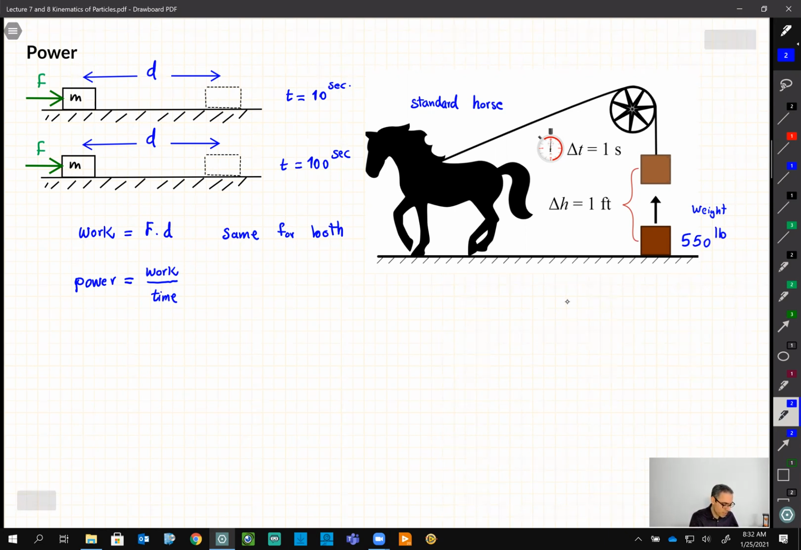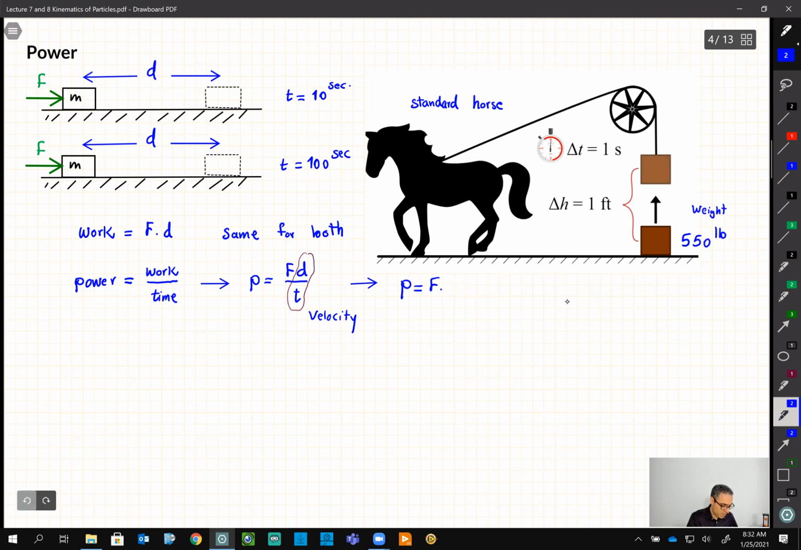Let's put it in the formula and see how we can use this definition in our formula. So power is then work, and work is force multiplied by d, divided by time. And we know that d divided by time has a definition, which we call velocity. So then I can write down power is equal to F multiplied by V.